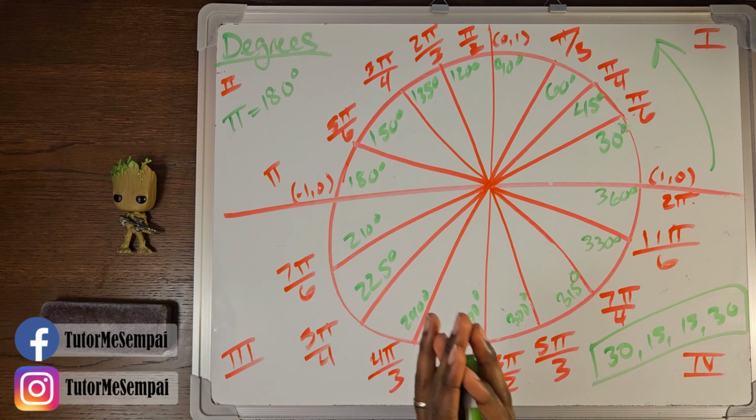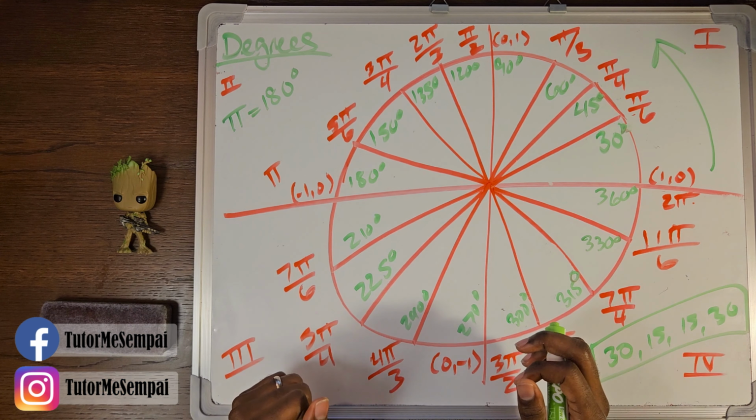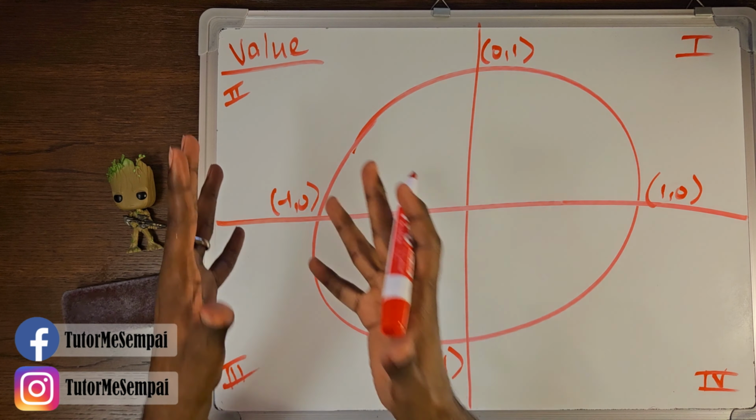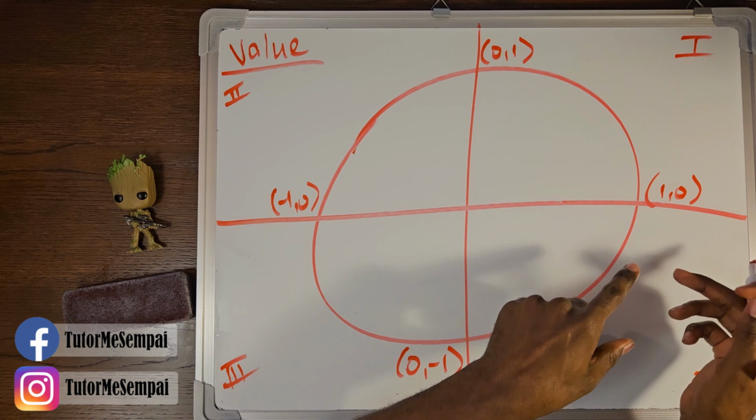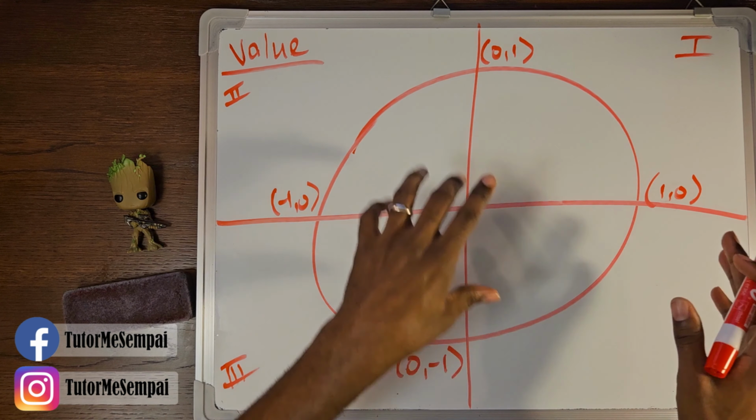Let's jump into our final unit circle for today, our value circle. For our last unit circle for today, our value circle, we're going to be actually using these intersection points with the axis.